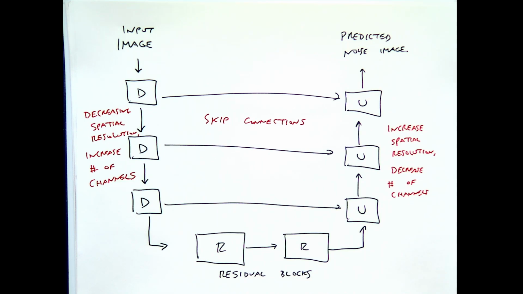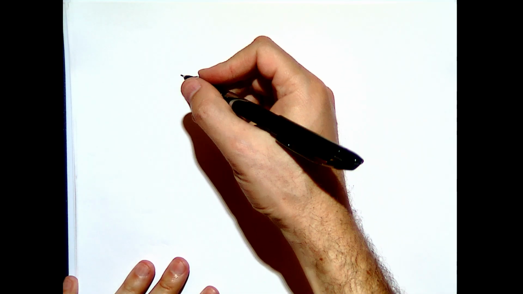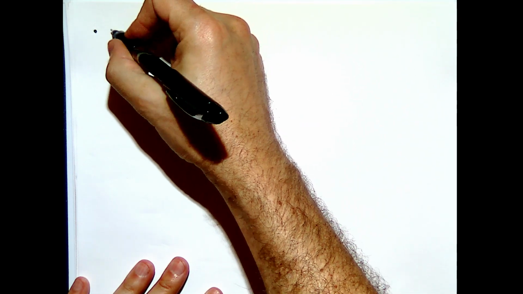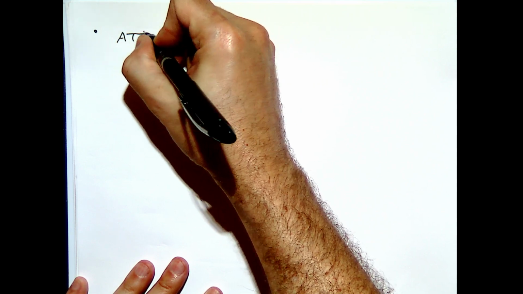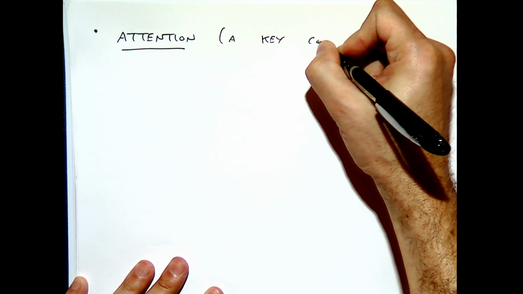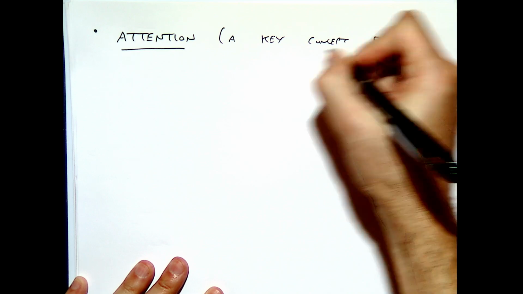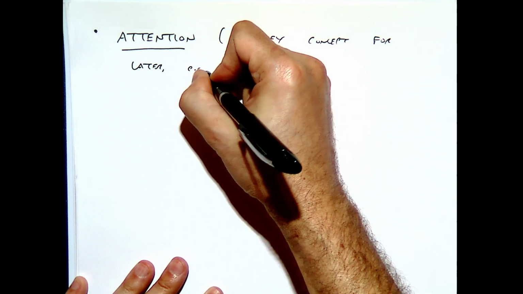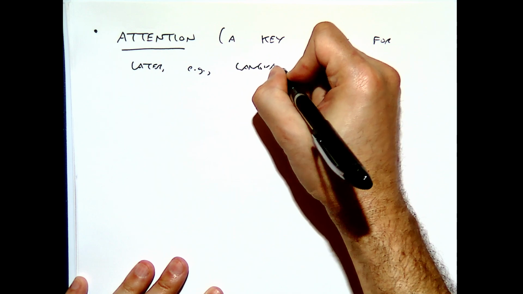Another thing that was really important was this concept called attention. At this point in the lecture, I don't want to launch into attention because attention is a big concept, right? So I will talk about attention in detail when we talk about language models. I'm just going to put a pin on it. This is going to be a key concept for later. For example, in language models, attention is super important.